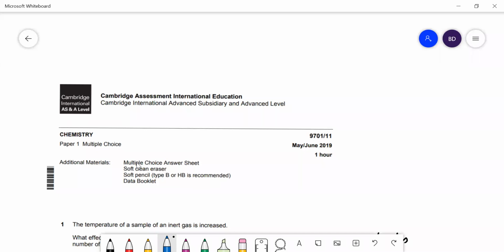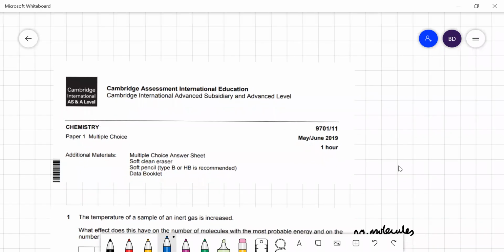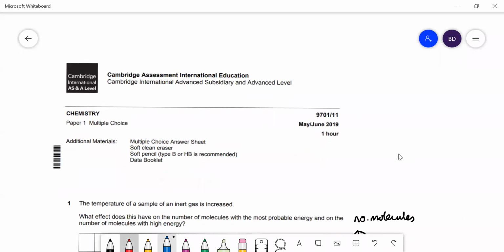In this video, I'm going to go through Cambridge International A-Level Paper 1, the multiple choice paper, and it's the one from 2019.